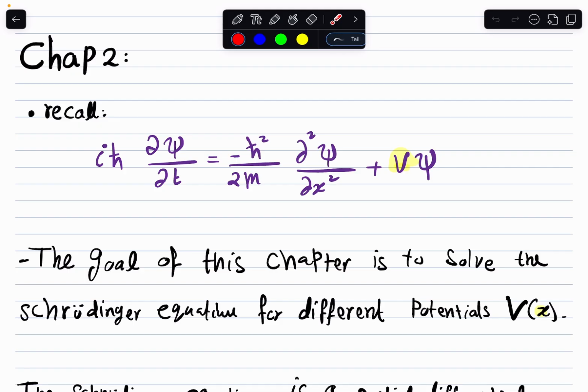So let's first of all recall the main result from chapter 1, which is the time-independent Schrodinger equation, which reads as follows. As we can notice in this equation, we have V. V is not specified in the equation. So for each V, we'll have a specific solution for this Schrodinger equation. The goal of chapter 2 is to discover, for each specific potential we treat, what's the shape of that wave function and what physical phenomena we can get from these kinds of potentials. So the goal of chapter 2 is to solve the Schrodinger equation for different potentials V.